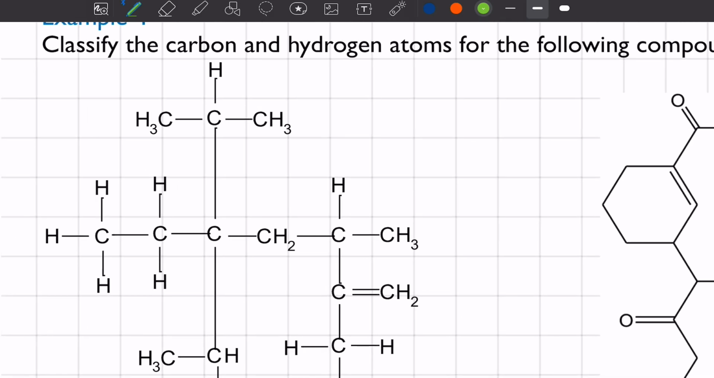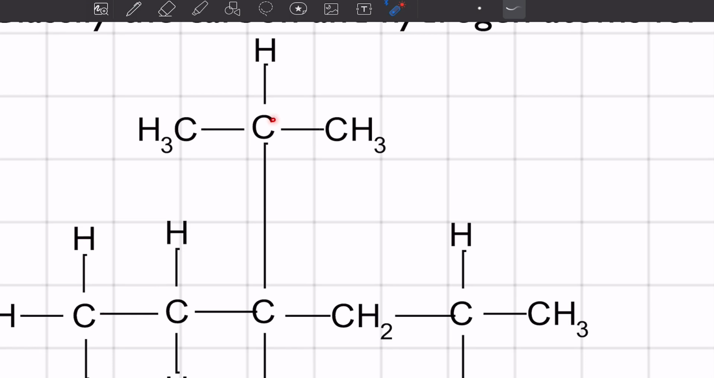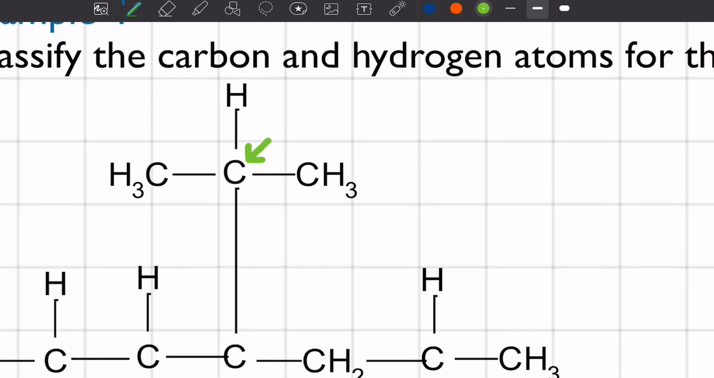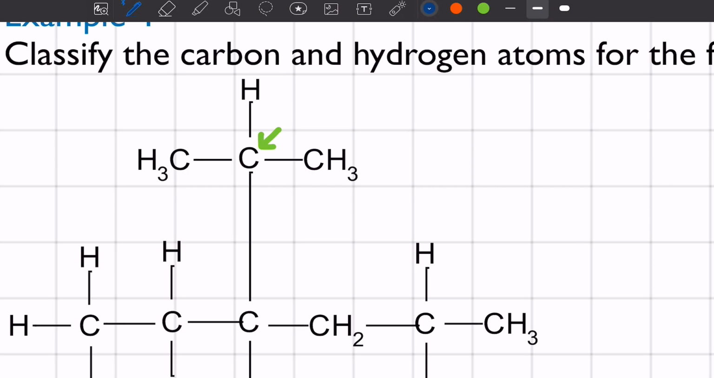Okay. So, okay, this carbon. Okay, kita tengok dulu carbon ni. Okay, kita letak penanda sekejap. Okay, carbon yang warna hijau ni, dia bonded to 1, 2, 3 carbon. Betul tak? Therefore, this carbon is tertiary carbon. Letak je 3 note kat atas tu carbon. Okay, dia adalah tertiary carbon. Kenapa? Sebab dia bonded to 3 carbon.